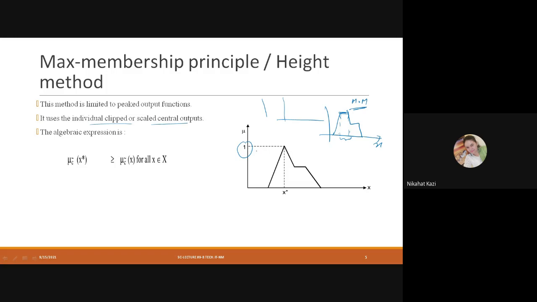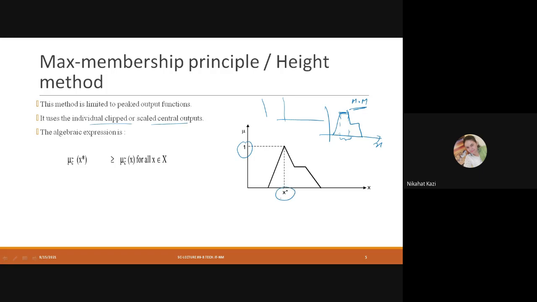So just remember that when you're applying the height method, if there's a single peak in the overall output, whatever is the membership value for that peak, the X value corresponding to that will be the defuzzified value. Because defuzzification means you need X back, right? This is the landscape. You need to give the crisp value back. So this is the defuzzified value.